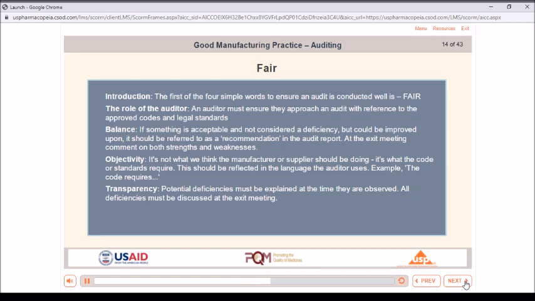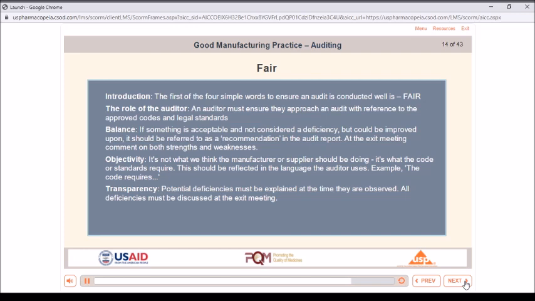Objectivity. It's not what we think the manufacturer or supplier should be doing, it's what the code or standards require. This should be reflected in the language the auditor uses. Example: the code requires.